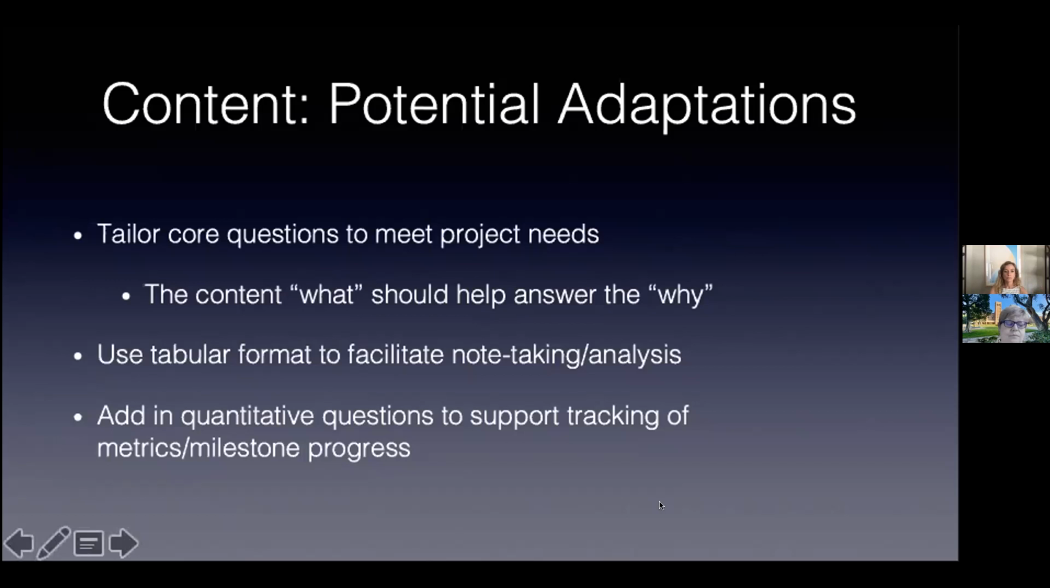And then in terms of another option, something else we've done for another project is we've added in a couple of quantitative questions to support tracking of progress along particular metrics and milestones. We asked the teams to identify ahead of time what their key milestones were. And then each time we ask where are you in terms of those key milestones, so they can reflect back on those. And we also ask them to identify ahead of time their recruitment goals. And then we check in periodically on where they are in terms of the recruitment goals so we can understand how that's moving. So you can certainly add in quantitative questions as well.